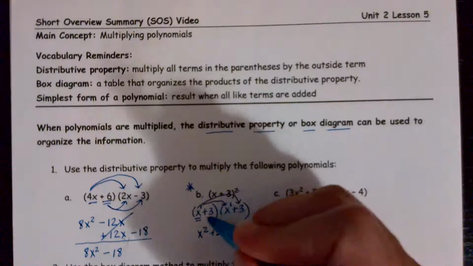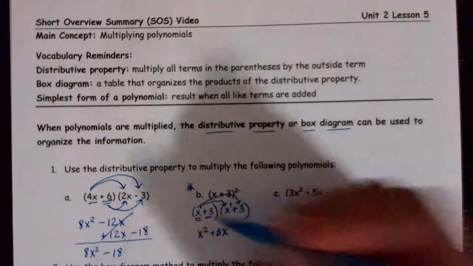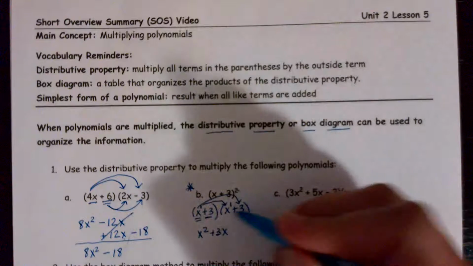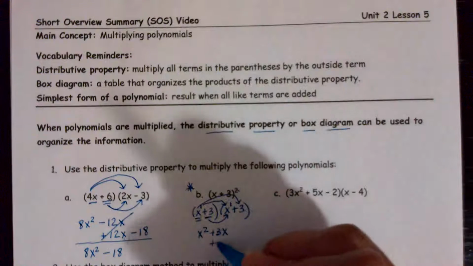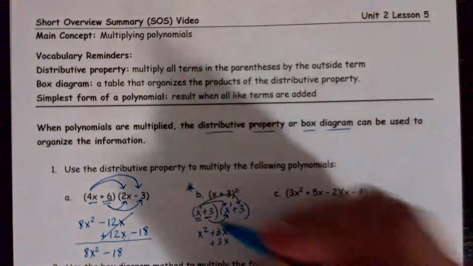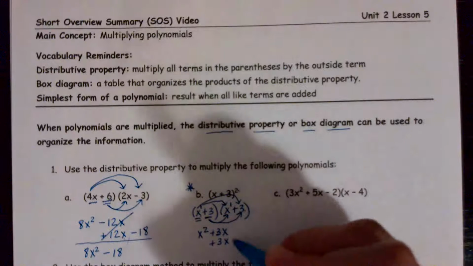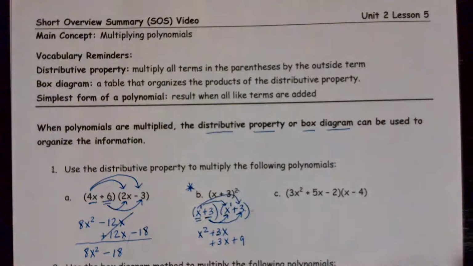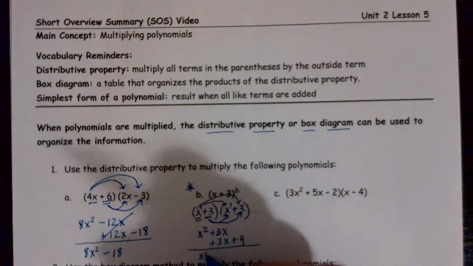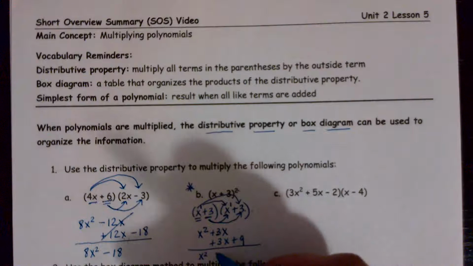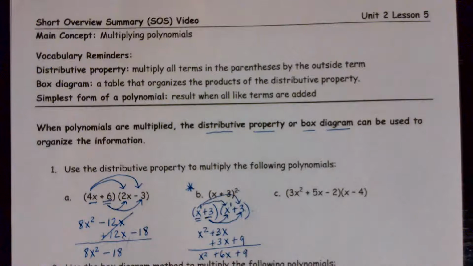So I continue on. I have a positive 3 in this first set of parentheses, and every term here I'm going to multiply. So positive 3 times x is another positive 3x, and a positive 3 times a positive 3 is a positive 9. And now let's add them. x squared, positive 3x and a positive 3x is a positive 6x, plus 9. That's our trinomial. That's our final answer.